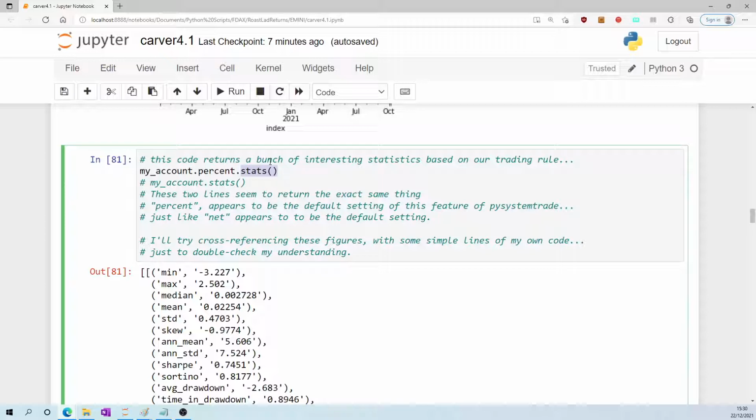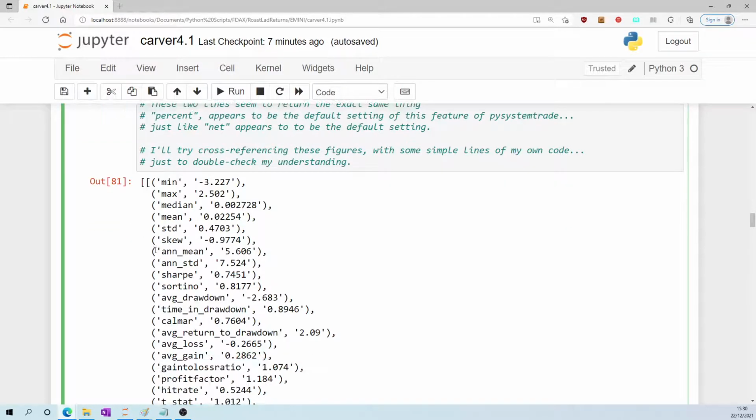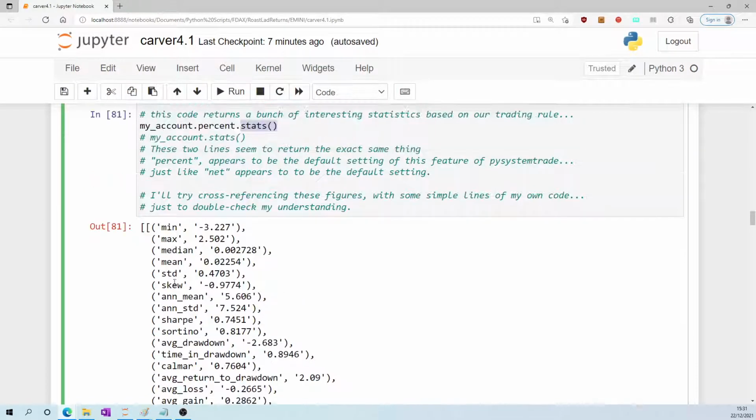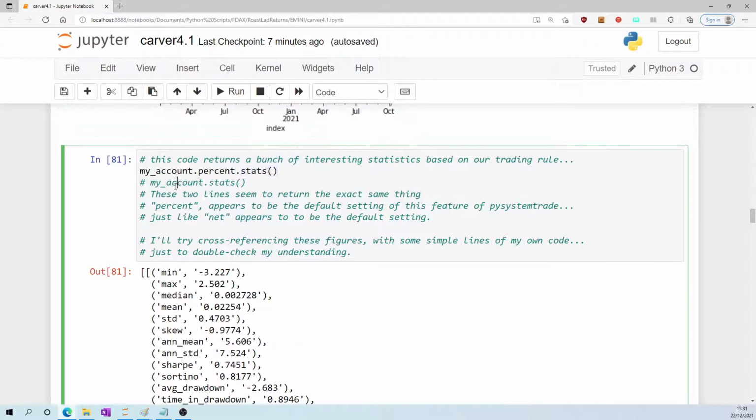myAccount.percent.stats returns a bunch of interesting statistics based on our trading rule. Those statistics being listed here: median, mean, standard deviation, skew, etc. Note, if I had run myAccount.stats, so I hadn't bothered with the word percent, the numbers here would have been identical. So in the same way that it appears net just goes without saying, it just seems to be the default setting. I think the same could be said of percent. It appears to be the default setting.